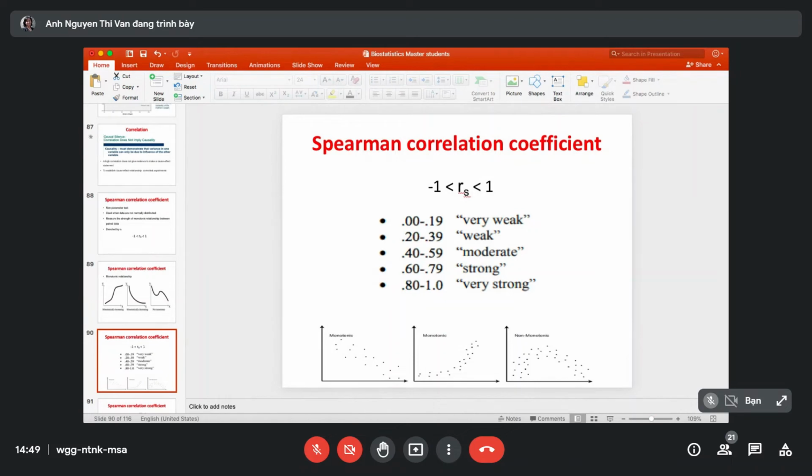From 0 to 0.19, we can say it has a very weak correlation. So if our coefficient value is near to 0, it has a weak correlation. From 0.4 to 0.59, we say that it has a moderate correlation. So based on the value of the Spearman correlation, you can talk about the strength of the correlation test.